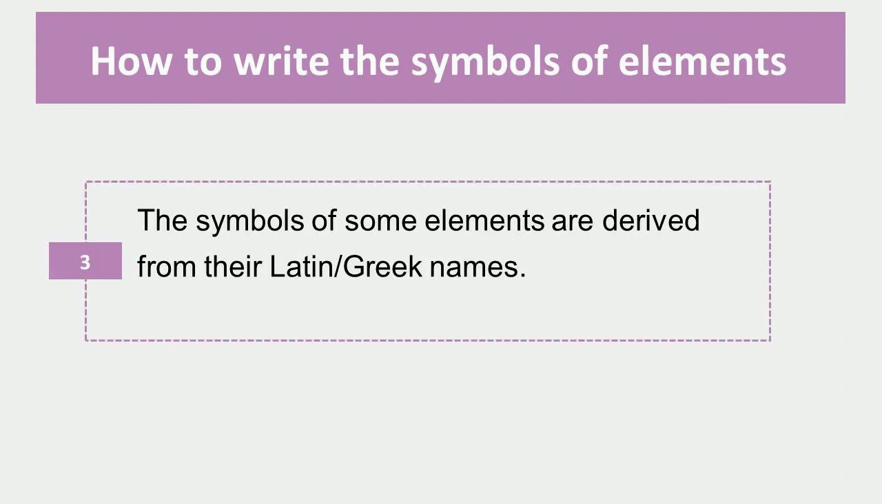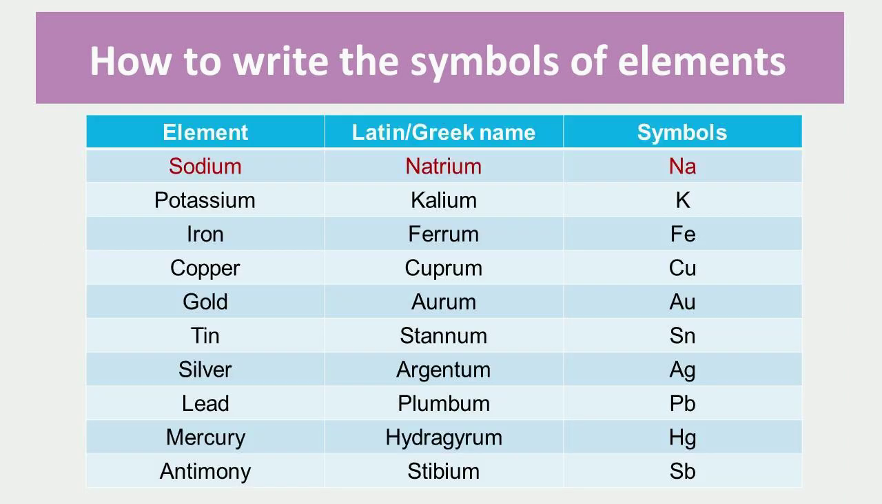The symbols of some elements are derived from their Latin or Greek names. For example, the symbol of sodium, Na, is derived from its Latin name natrium. The symbol of potassium is K, which is derived from its Latin name kalium. Symbol of iron, Fe, is derived from its Latin name ferrum. Symbol of copper, that is Cu, is derived from the name cuprum. The symbol of gold, that is Au, is derived from the name aurum.